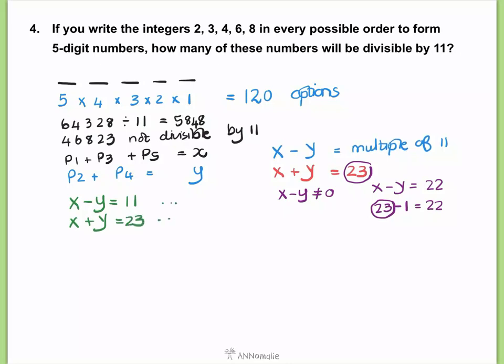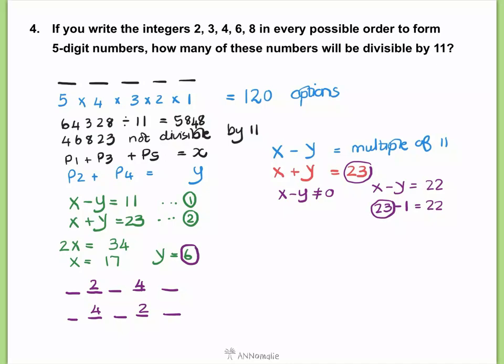This allows for two beautiful simultaneous equations, and that gives us 2x is equal to 34, meaning that x is equal to 17 and therefore y must equal 6. The only way we can obtain that is if we use in position 2 and 4 a 2 and a 4, or a 4 and a 2 to equal 6. The rest of the digits will then add up to 17.